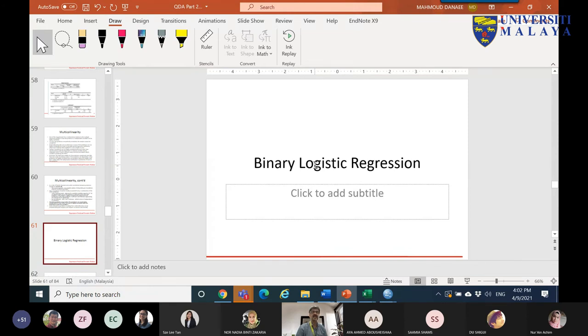Binary logistic regression. When your dependent variable is binary nominal? Yes, when your dependent variable is binary and nominal. Okay, I forgot to tell you something about the multiple linear regression. Sorry, I have to go back.